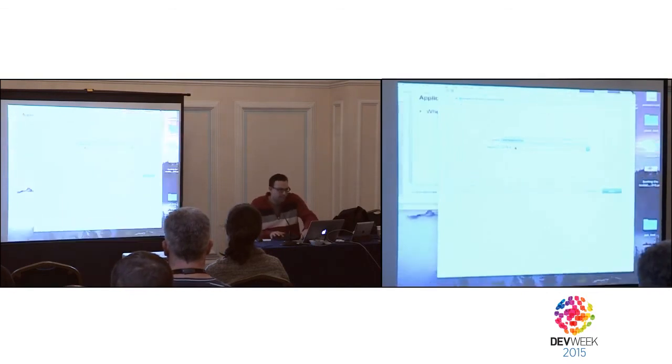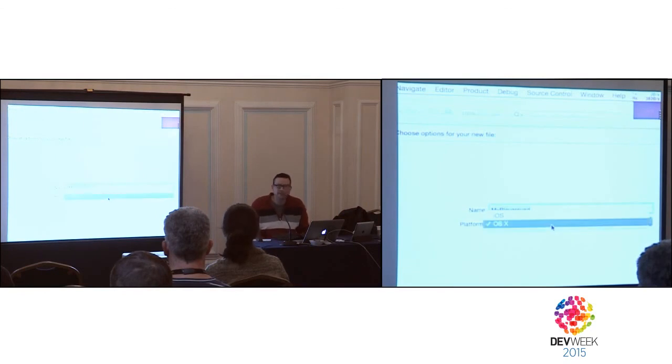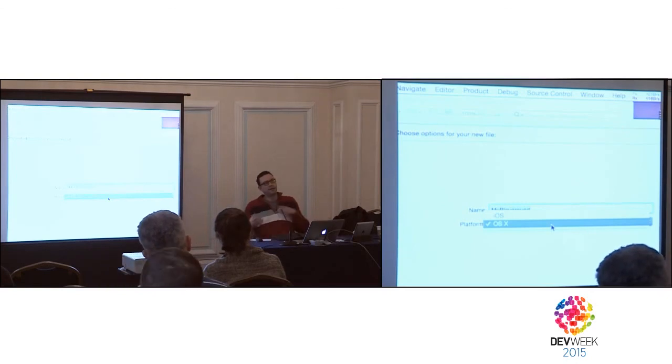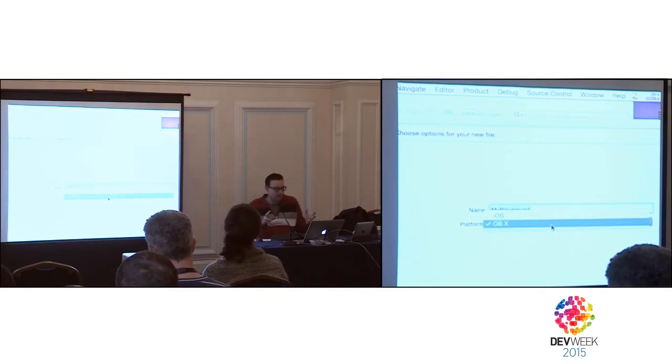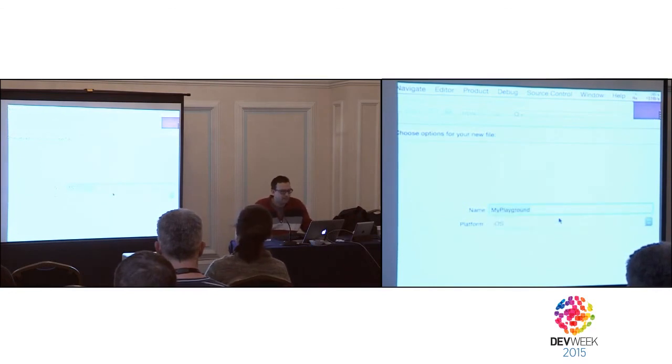So let's zoom up for a minute. It says when you create this playground, there's two things to do. You give it a name and you pick your platform. Do you want to play with iOS APIs, or do you want to play with OS X APIs? Right. They're similar, but they're not the same. So there's Cocoa and there's Cocoa Touch. Let's go with this one. Doesn't matter. So we'll say sample first playground.